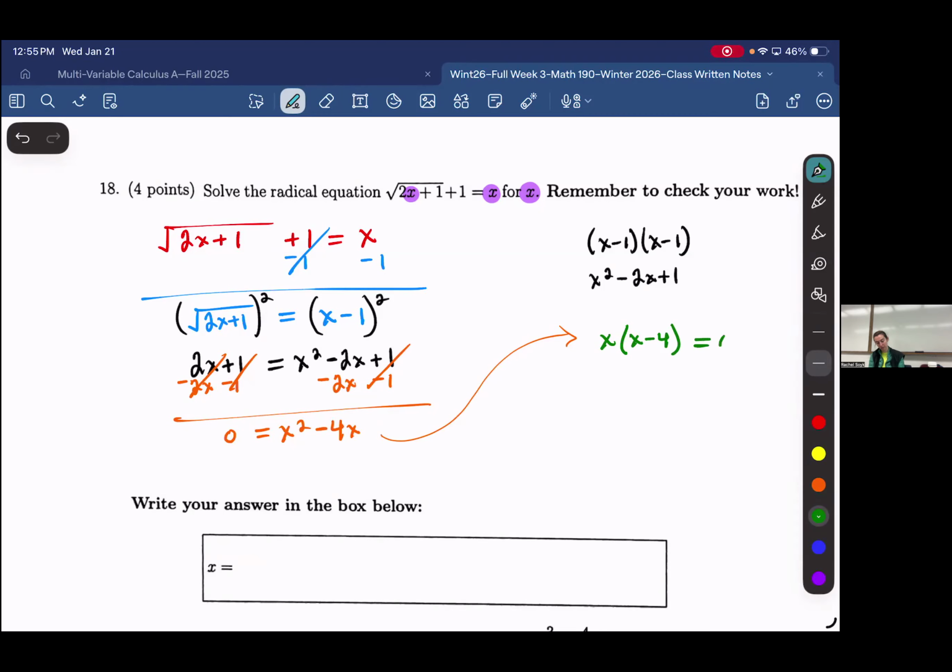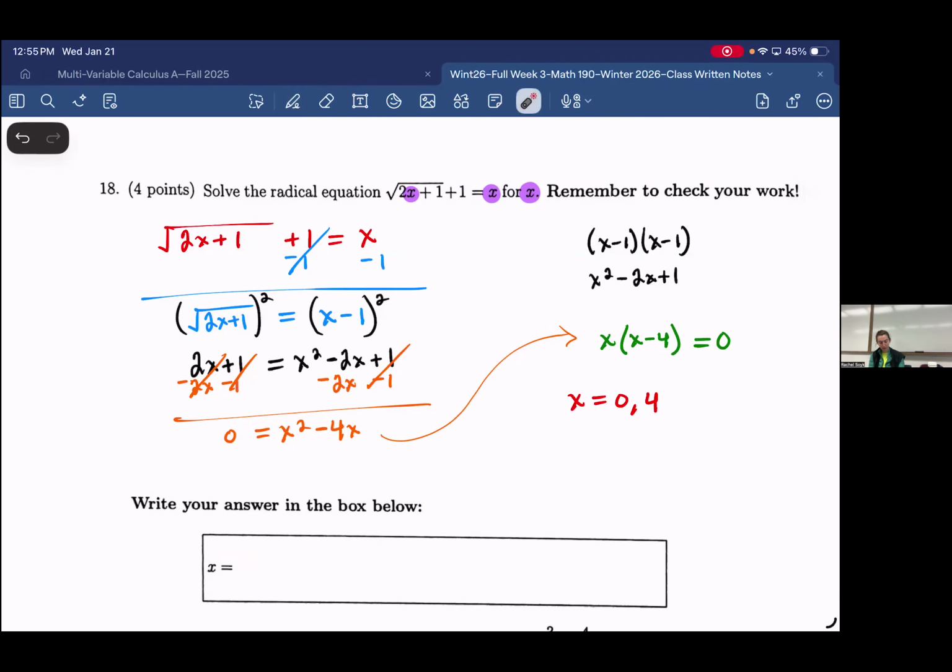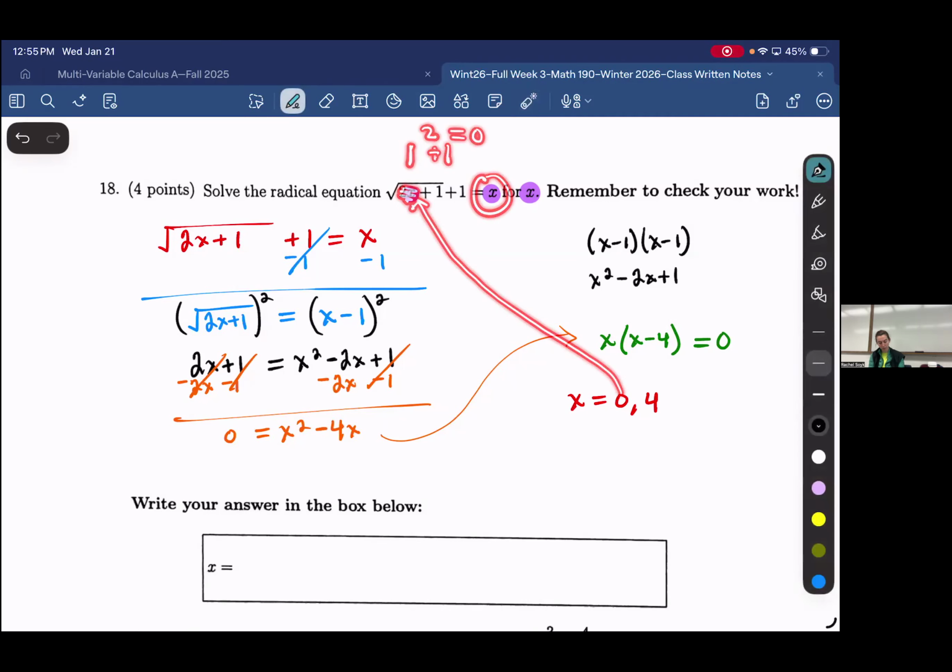This is all equal to 0, which tells us that our two tentative solutions by zero product property are x is equal to 0 and x is equal to 4. However, we need to check to make sure that both of them work. So if we plug in 0, 2 times 0 is 0, plus 1, square root of 1 is 1. 1 plus 1 is 2. Does 2 equal 0? No, so we have an extraneous solution here.